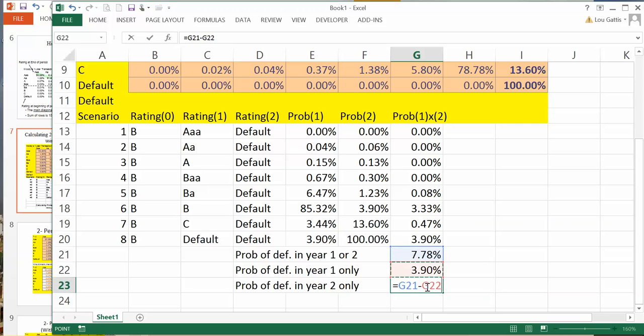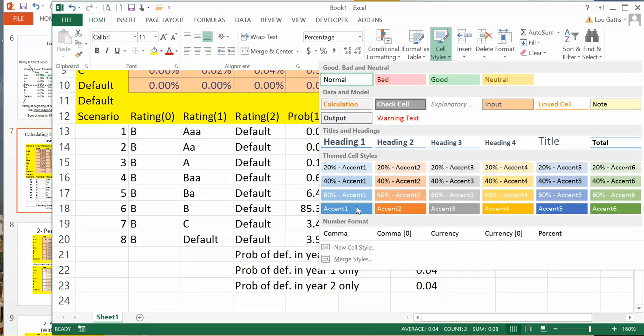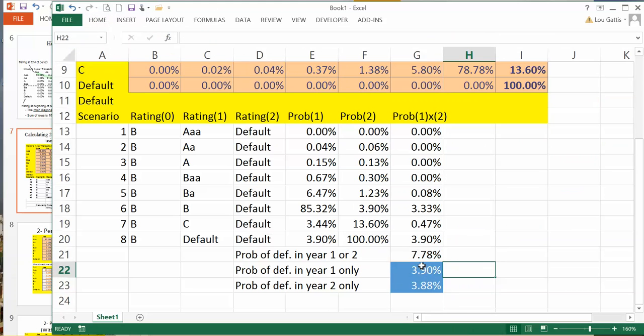So these are the three probabilities I care about. And actually, these two are the most important. If I have a B-rated bond that behaves like historical data, I have a 3.9% chance that it's going to default in year 1, and a 3.88% chance that it defaults in year 2, given that it survives year 1.